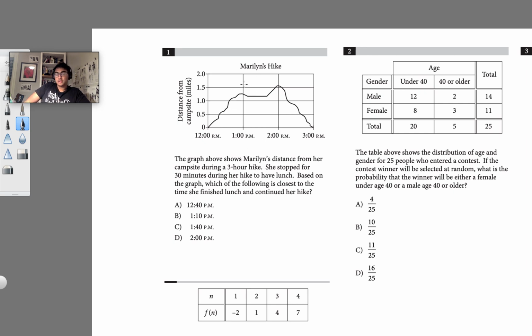Okay, so the distance traveled from the campsite would stop since she was stationary. So it'd be somewhere around here. So we're talking about the time she ended. So it'd be around the edge here, which is closest to 140.